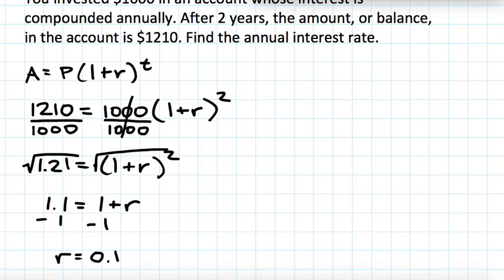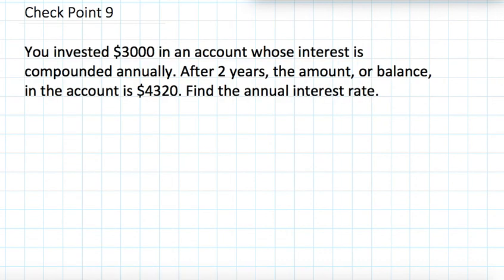Now this is R as a decimal. I want to get R as a percentage. MyMathLab is going to have you enter the percentage. To get it as a percentage, you multiply by 100 or move the decimal point 2 places. This is 10%. Kind of a high interest rate, a little bit unrealistic for today's times, but that's okay. So you should next do checkpoint problem number 9. Do this in your notes, check your answer, and then move on to the homework.